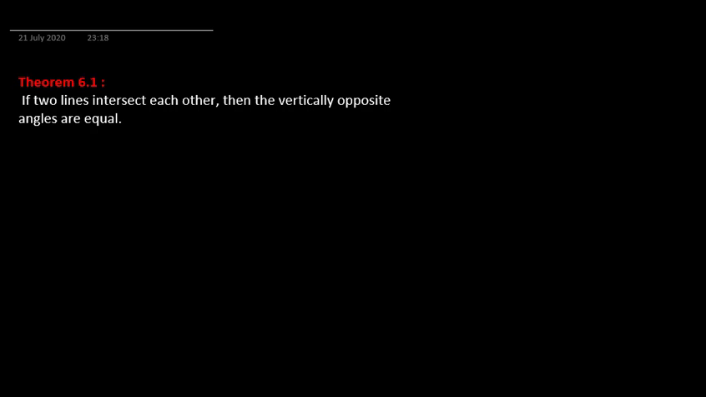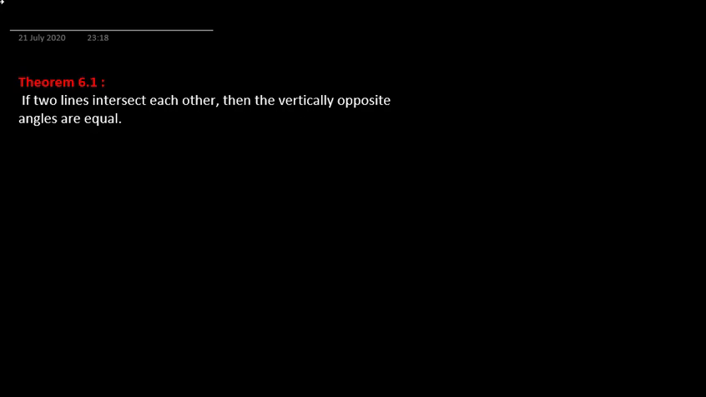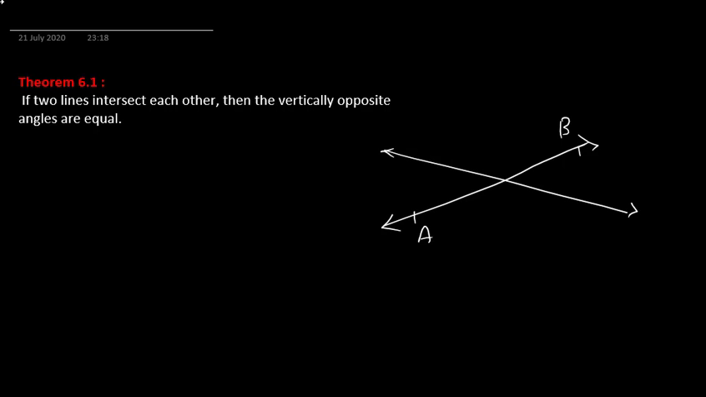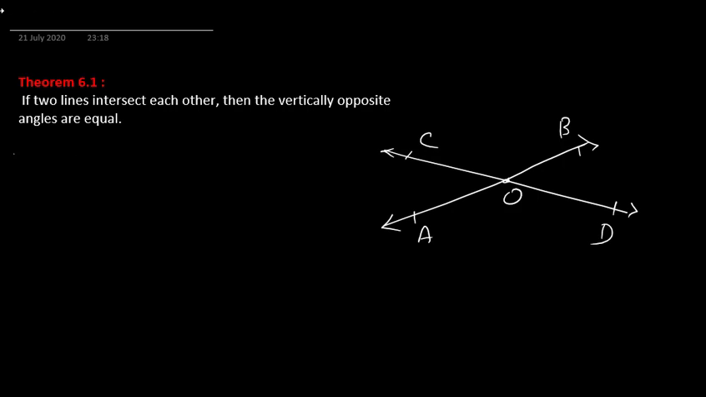Theorem 6.1 is, if two lines intersect each other, then vertically opposite angles are equal. Right? So here we are given two lines. Suppose this is a line AB and we have another line CD. They are intersecting at point, say, O. Okay. So in a theorem, what do we do? We first write what is given.